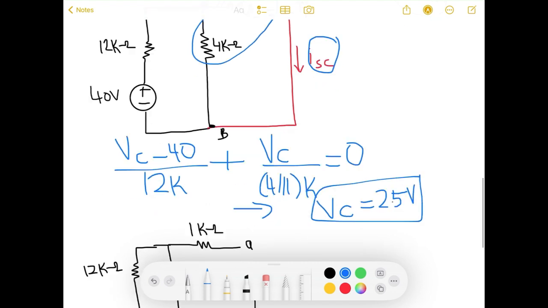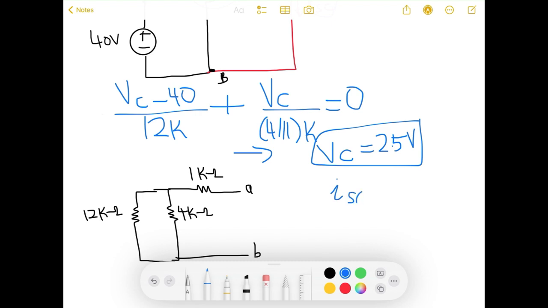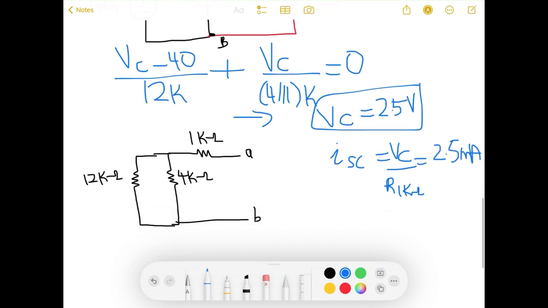Using Ohm's law, I can calculate my I short circuit, which is equal to VC over my R of 1 kilo ohm, which is 2.5 milliamps. Now I can finally get my R Thevenin also with Ohm's law, which is V Thevenin over I short circuit, which is equal to 4 kilo ohms.